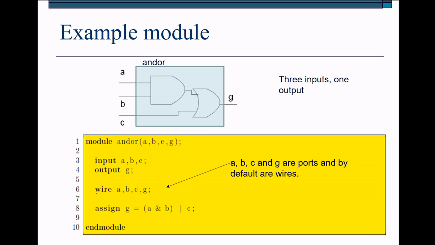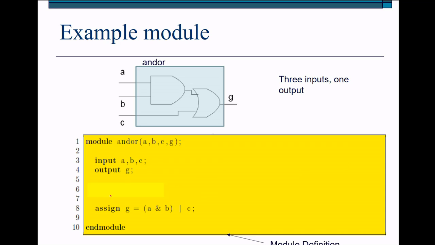We've explicitly declared A, B, C, and G to be of type wire. In the Verilog language, by default, ports are of type wire, and we do not need to explicitly indicate that A, B, C, and G are of type wire. So if you want, you can omit this declaration. The complete section of code shown in yellow is an example of a module definition.